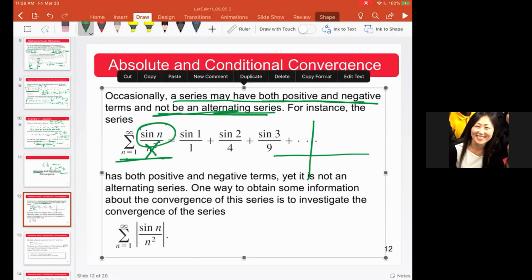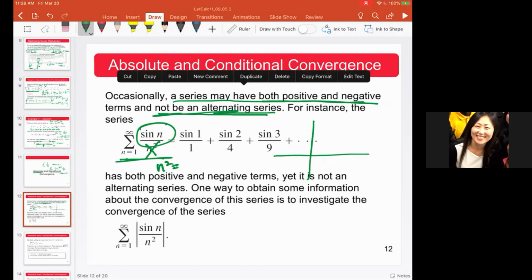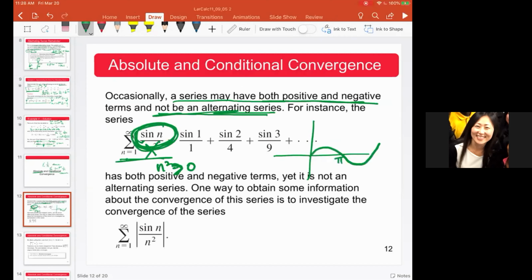You know, n squared is always what? Always positive. So n squared does not change signs. The sign is changed by sine n. The graph looks like this, so that's pi. When n is equal to, say, 4, which is about here, since pi is equal to 3.14, what happened? You get a negative y.